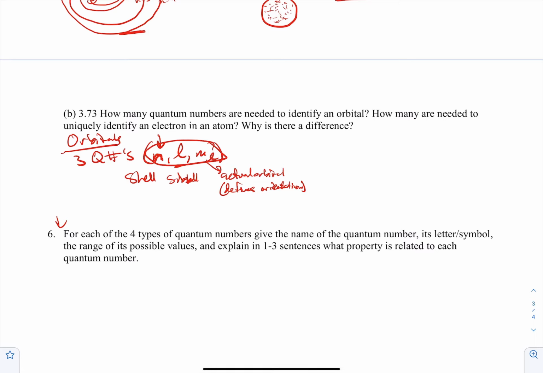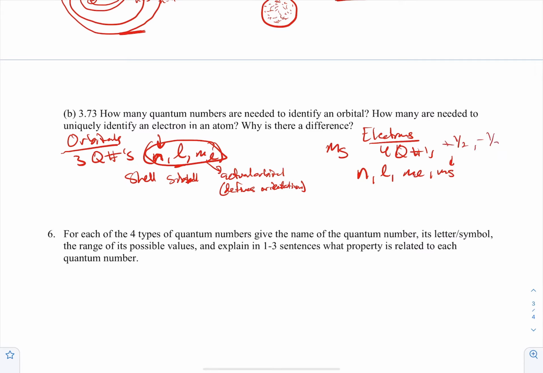Now, the thing with an orbital is that 2 electrons occupy any one orbital. So in order to identify an electron using quantum numbers, we actually have to add one more quantum number, and we call it the spin quantum number, m sub s. So for electrons, we need 4 quantum numbers: n, l, m sub l, and m sub s. Now, this quantum spin is designated by either positive 1/2 or negative 1/2. That just means either upspin or downspin.